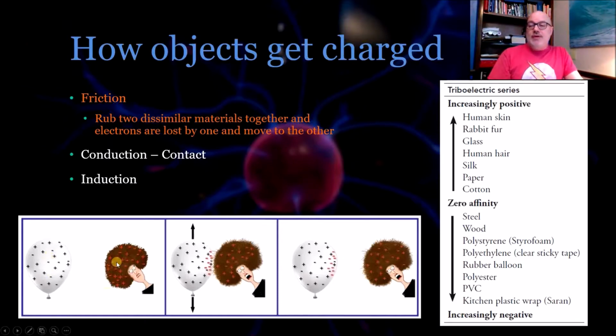An example of that would be hair and a balloon. A balloon is a great object for stealing electrons. So when you put balloon and hair in contact, the balloon steals the electrons, leaving the balloon with a net negative charge and your hair with a net positive charge. You can see that up here. Human hair is more likely to be positive, and our balloon is down here, more likely to be negative. So anything up here on the positive side, put in contact with anything lower down, will become positive and the lower one will become negative. Friction is just to give it a little extra energy so that they transfer the electrons.